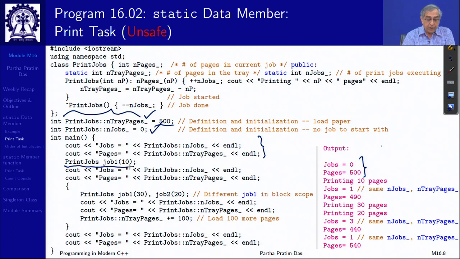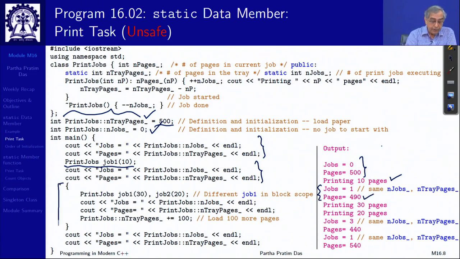Then I create a print job with 10, that is 10 pages to be printed. I check these values, printing 10 jobs, it says, and it now has jobs 1 because one job has been submitted, and the pages becomes 490 because that job submitted has 10 pages, 500 minus 10, 490 is what I get.